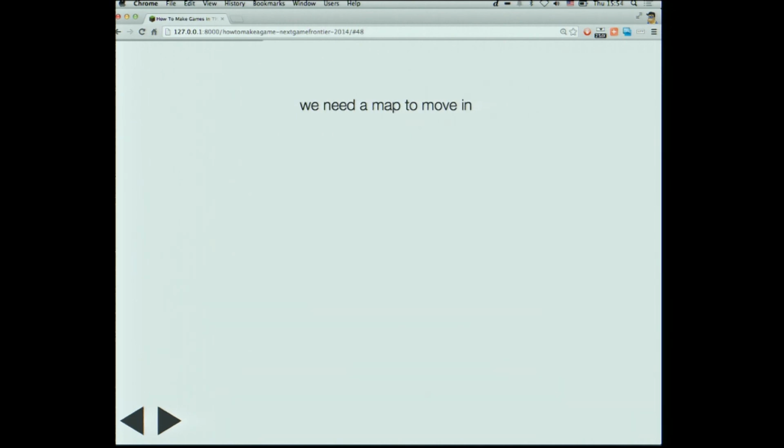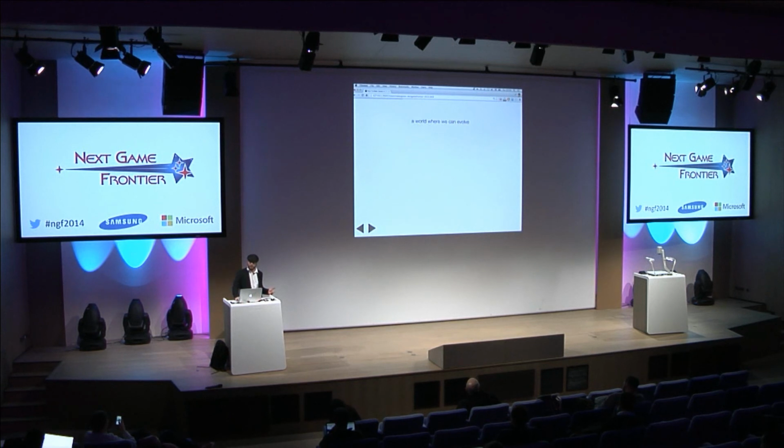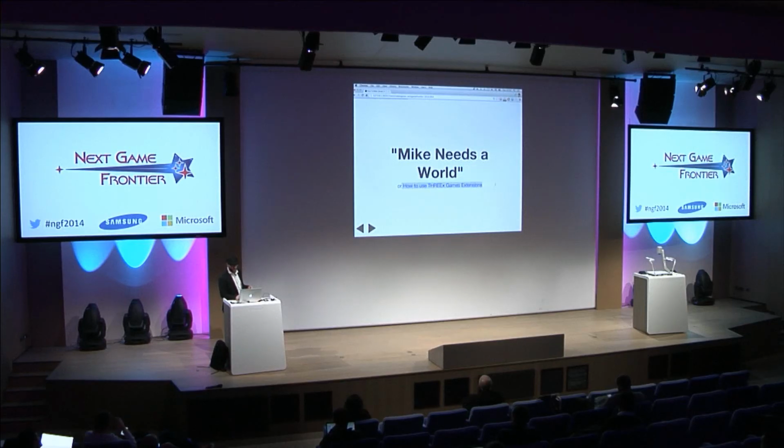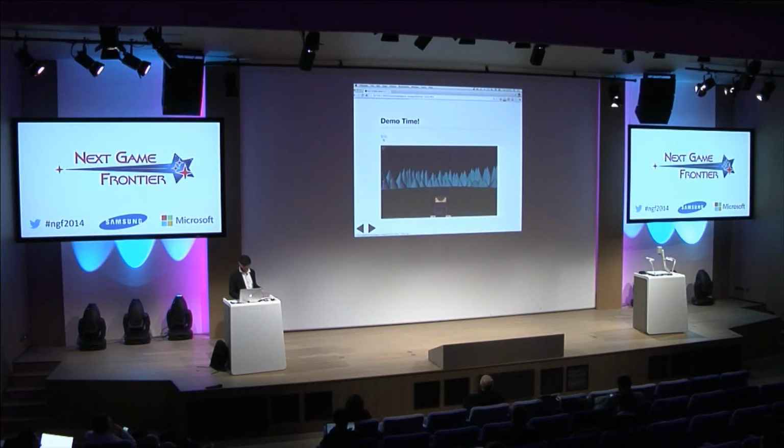We need a map to move him. Why do we need a map? This way we have a world in which we can evolve. A world where Mike can become a man, a new man, a better man. So now he needs a world. Or the subtitle, which is how to use 3x game extension. Because behind the storytelling, I got some data to convey as well. So let's look at the world we have for this little guy, for Mike.